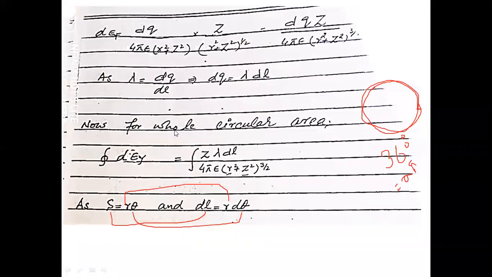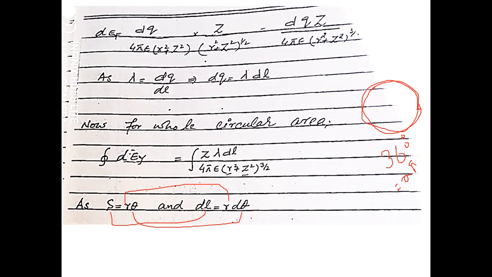Previously, the integration was with respect to length. I don't know what the length is for this circular area, so it is difficult for me to know dl. That is why I have switched the variable from dl to d theta by using this formula, s is equal to r theta.